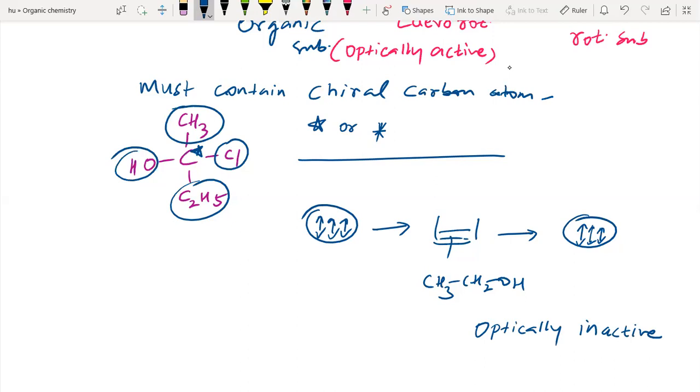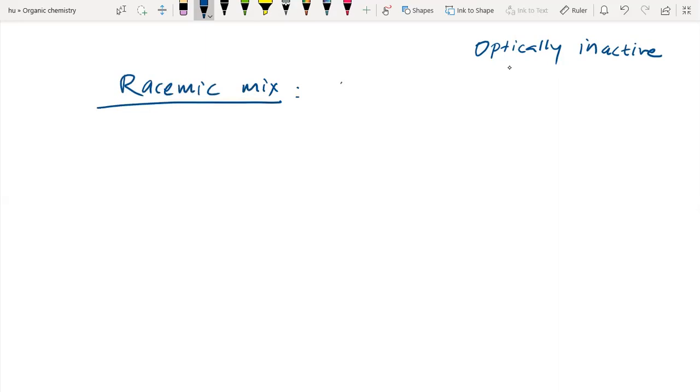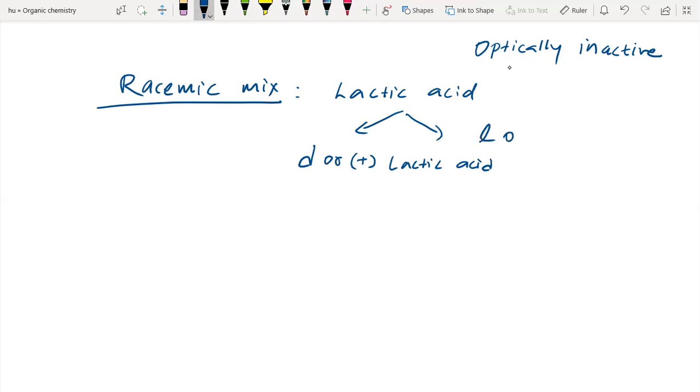Okay, so now we'll see that dextro and levorotatory, if together we have a mixture of the two, then that is known as racemic mixture. What is this racemic mixture? Suppose I have lactic acid, which is of two types: D-lactic acid, or we write plus lactic acid, and another is L or minus lactic acid. The mixture of the two, dextrolactic acid and levolactic acid together, is known as racemic mixture.